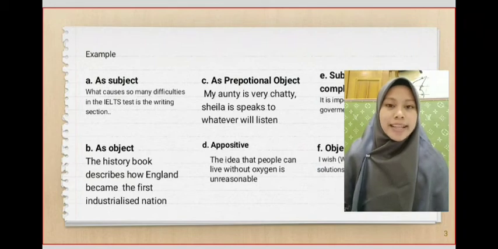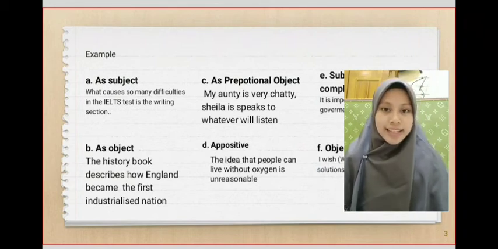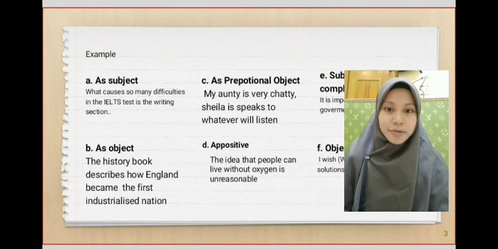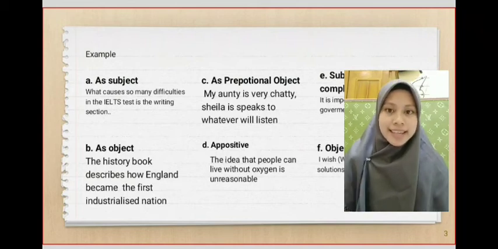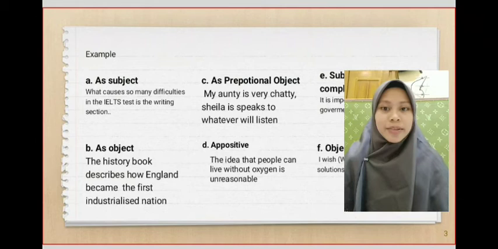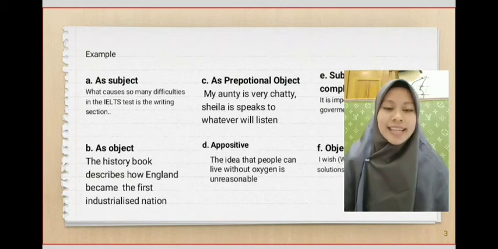Forming the noun clause in complex sentence, first as subject. For example, what caused so many difficulties in the IELTS test in the writing section? In the underlined sentence, the noun clause is the subject, caused is the verb, and the writing section is the object.